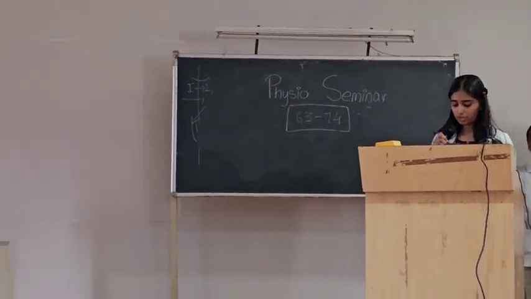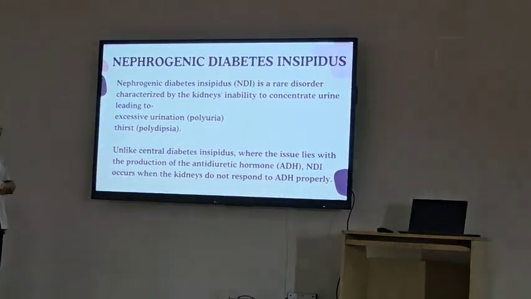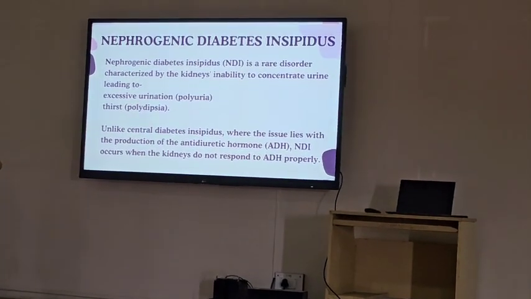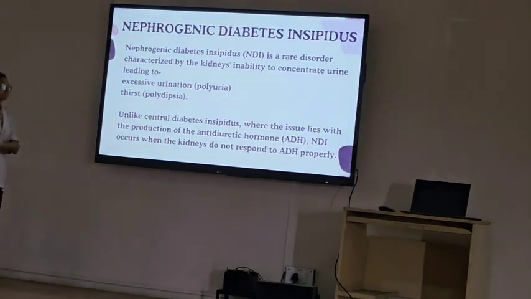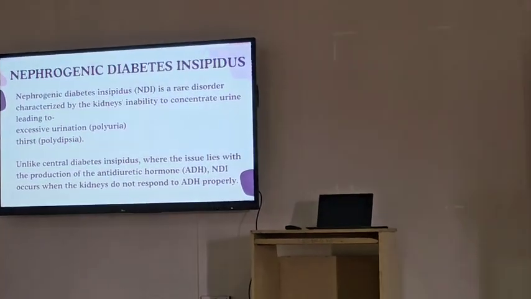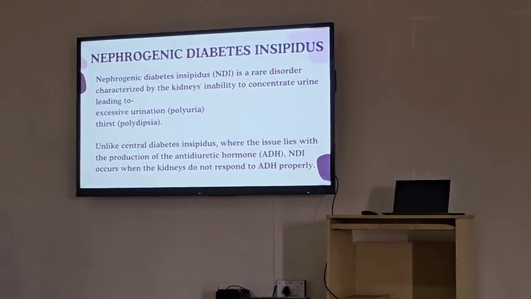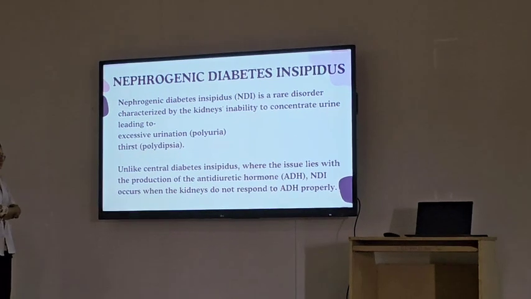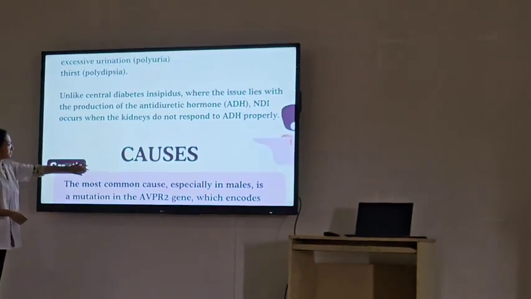I will be presenting nephrogenic diabetes insipidus. NDI is a rare disorder characterized by the kidneys' inability to concentrate urine, leading to excessive urination (polyuria) and thirst (polydipsia). Unlike central diabetes insipidus, where the issue lies within the production of the antidiuretic hormone (ADH), NDI occurs when the kidneys do not respond to ADH.